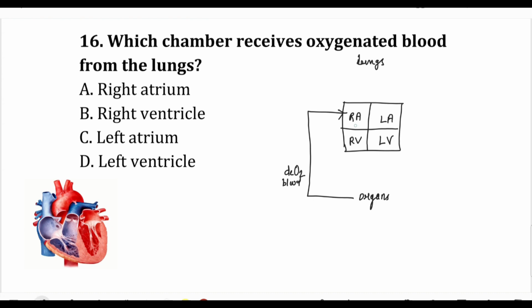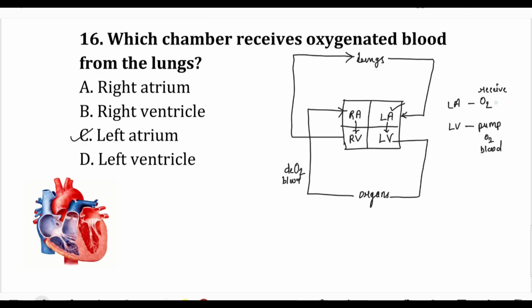Then from the right atrium, the deoxygenated blood enters the right ventricle. Then from the right ventricle, through the pulmonary trunk or pulmonary artery, the deoxygenated blood reaches the lungs where it gets oxygenated. Then the oxygenated blood first comes inside the left atrium through 4 pulmonary veins. Then from the left atrium to the left ventricle, and from the left ventricle through the aorta. This blood reaches the organs and the same cycle repeats. So the answer is C, left atrium. The left atrium receives oxygenated blood and the left ventricle pumps the oxygenated blood.